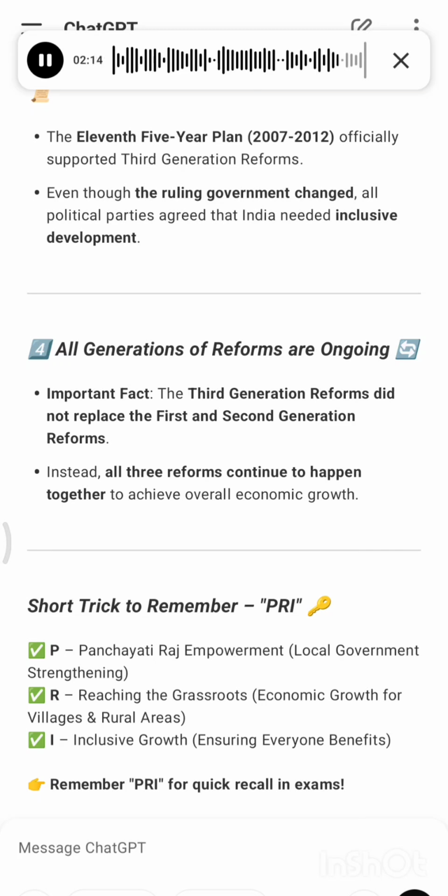Short trick to remember: Panchayati Raj empowerment, local government strengthening. Reaching the grassroots, economic growth for villages and rural areas. Inclusive growth, ensuring everyone benefits. Remember PI for quick recall in exams.